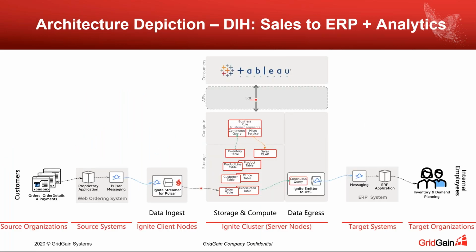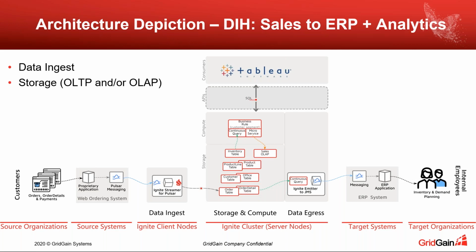So now, looking at an implementation of the Digital Integration Hub for that particular sales to ERP plus analytics use case, we see that Ignite provides the needed elements for this architecture. And what are those? Well, Ignite provides data ingest with the Ignite Data Streamer for ingesting data from source systems. There are other APIs, but I'm just going to talk about Data Streamer for now.